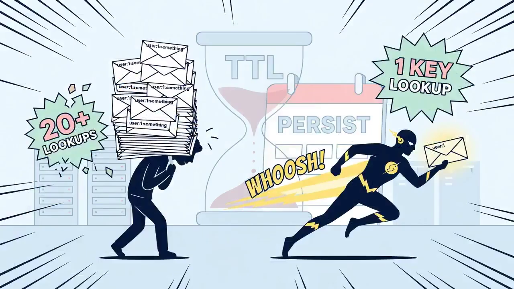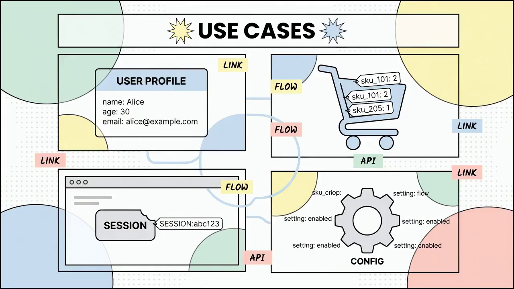Retrieving a full user profile from a hash takes a single key lookup. With dozens of flat keys, you are stuck making dozens of round trips. TTL and persistence are also cleaner. Set expiry once on the parent key and the whole profile ages out atomically. Hashes are perfect for user profiles, session storage, shopping cart line items, object caching, and configuration records. Anywhere you are modeling a single entity with several attributes.